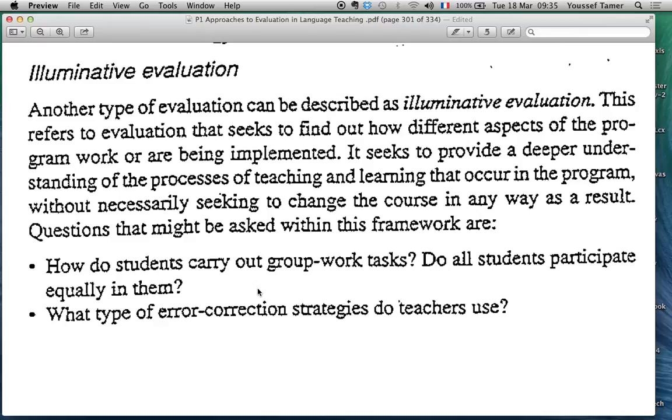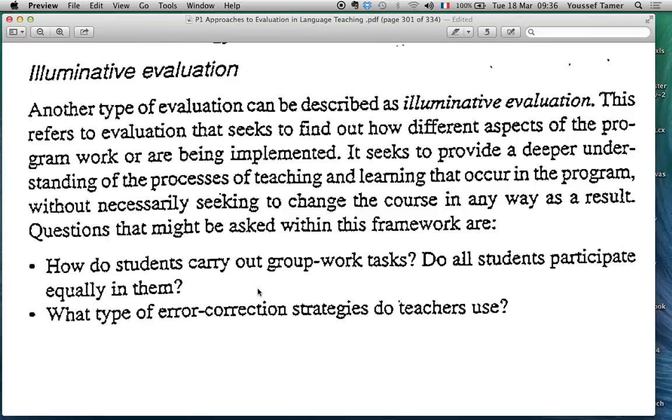Another type of evaluation can be described. This refers to evaluation that seeks to find out how different aspects of the program work or are being implemented. It seeks to provide a deeper understanding of the processes of teaching, so it goes into the implementation. It doesn't go into describing the content and so on, but it goes into the implementation of teaching and learning that occur in the program, without necessarily seeking to change the course in any way as a result.